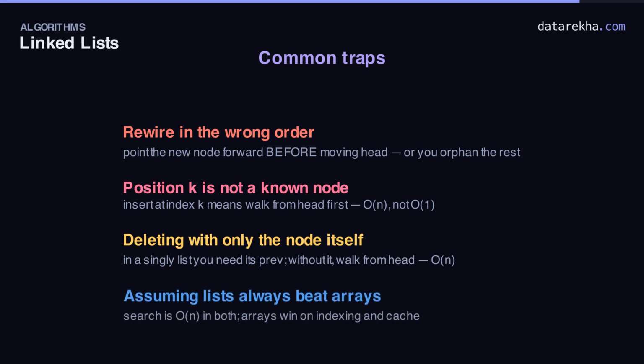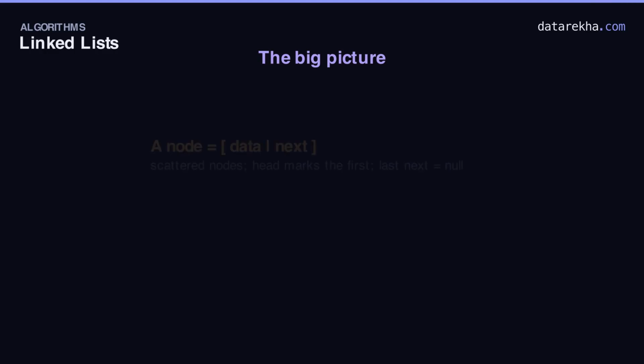And trap 4. Lists don't always win. Plain search by value is order n in both. And if you mostly index by position, an array's constant time access and packed, cache-friendly memory can leave a linked list behind. Let's lock it in.